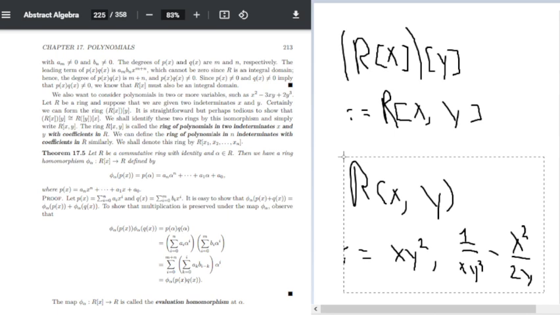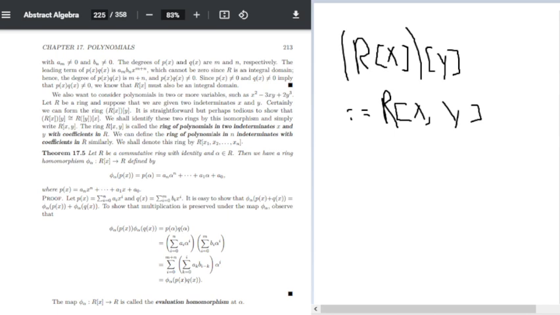Theorem 17.5. Let R be a commutative ring with identity, and alpha be an element in R. Then we have a ring homomorphism, phi sub alpha from R of x to R, defined by phi sub alpha of p of x equals p of alpha equals a sub n alpha to the n, all the way to plus a sub 1 alpha plus a sub 0, where p of x is equal to a sub n x to the n, plus on and on. So basically, it's called the evaluation homomorphism. It literally says that later. And what we have is a polynomial is a function, right? And this homomorphism takes it to the evaluation of that function on that input.